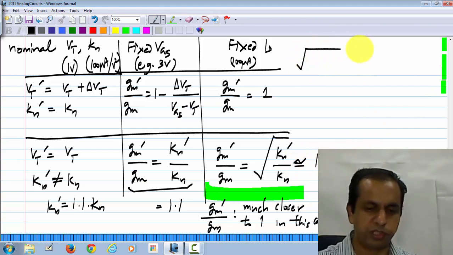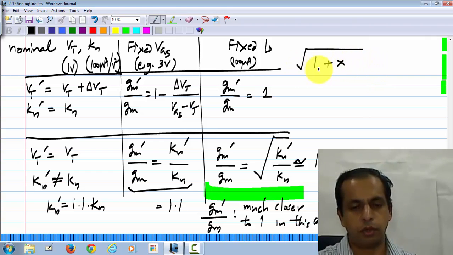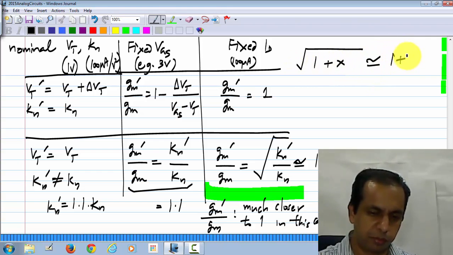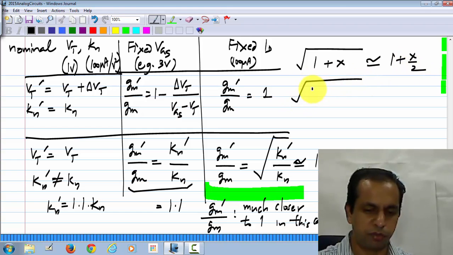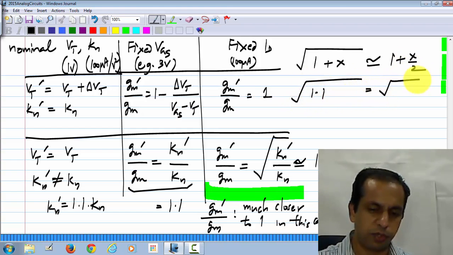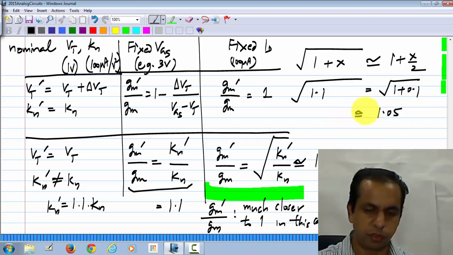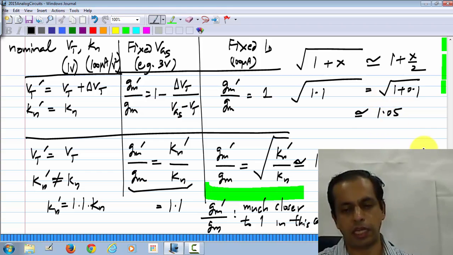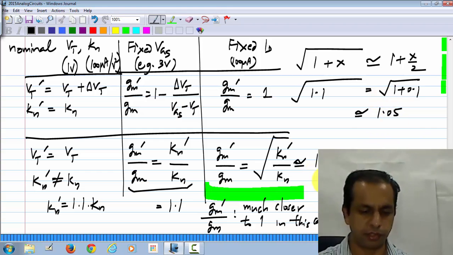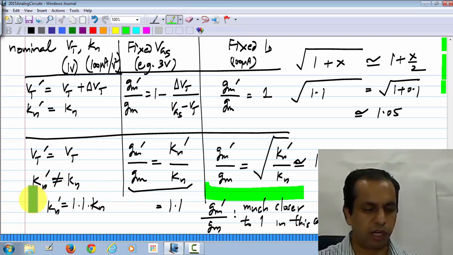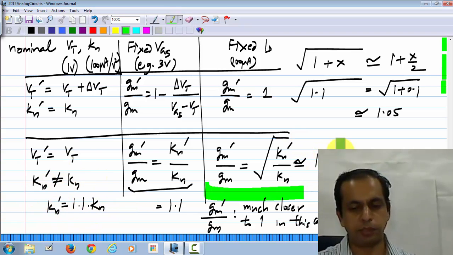I assume you know this relationship. For very small values of x, square root of 1 plus x is approximately 1 plus x by 2. So, square root of 1.1, which is square root of 1 plus 0.1, is 1.05 approximately. Otherwise, you can calculate it using a calculator and see, it will come out to be close to this. So, although the current factor changes by 10%, Gm changes only by 5% in this case.